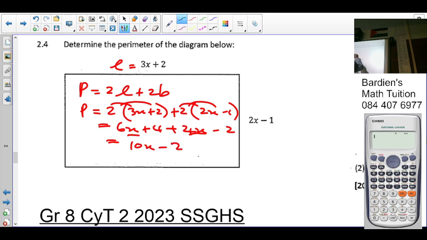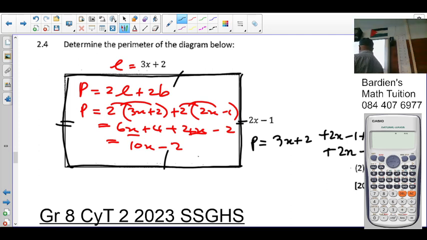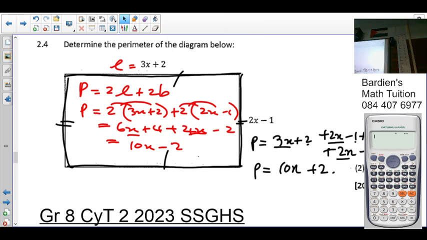Otherwise, I could have said the perimeter would be the length, which is 3x plus 2, plus the breadth, which is 2x minus 1, plus the length, which is the same as that. The opposite sides of a rectangle are equal, so it's 3x plus 2, plus that length, which is the same as the breadth, 2x minus 1. So the perimeter is going to be 10x, 2 minus 1 is 1, plus 2 is 3, minus 1 is 2. I'll give you the same answer both ways.